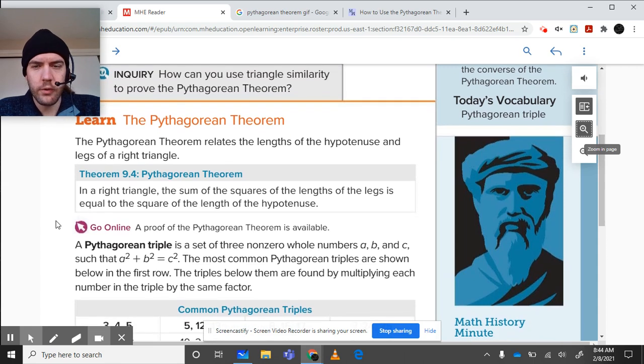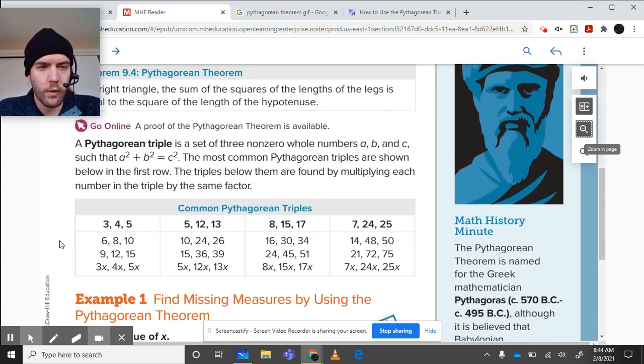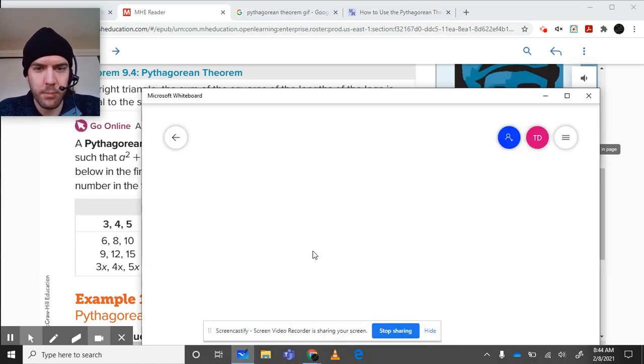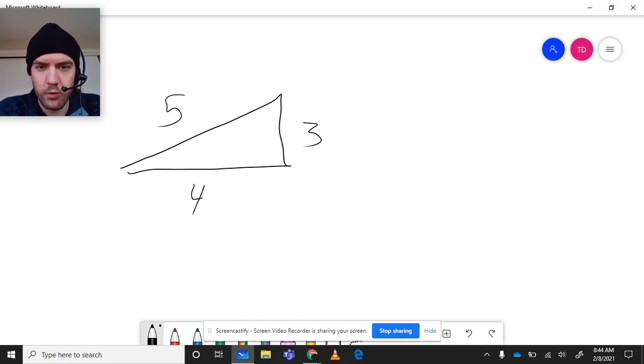Okay, so there's an idea called a Pythagorean triple. Now, a Pythagorean triple is just a triangle where the lengths of the sides are whole numbers. So for example, 3, 4, 5 is a common Pythagorean triple. So if I have 3, 4, and 5, let's think about what we get when we square those.